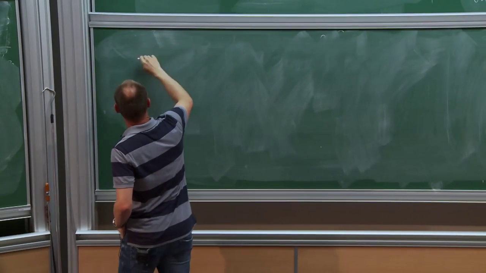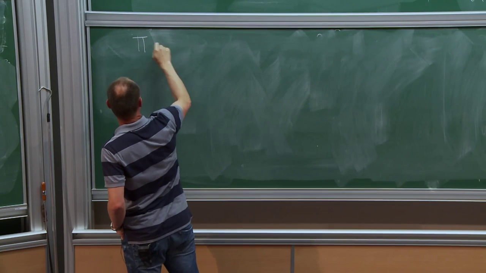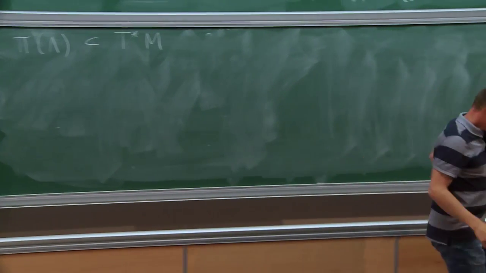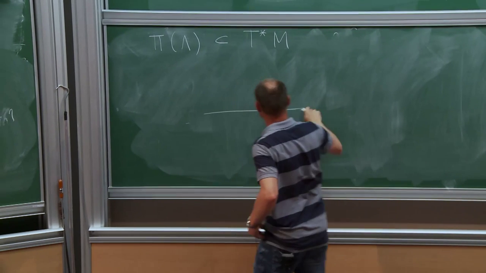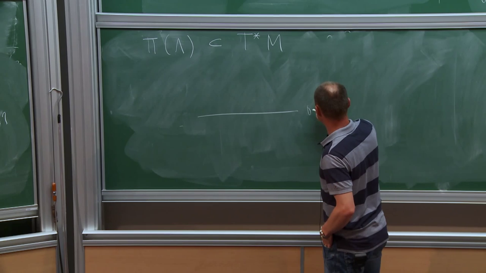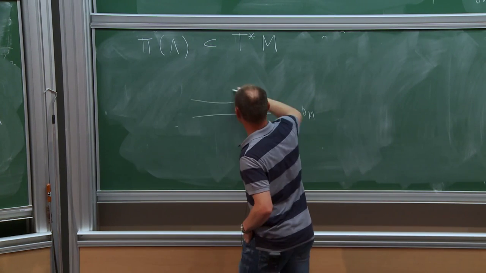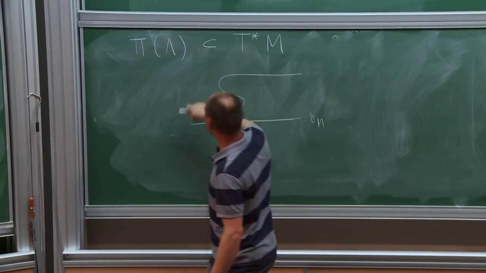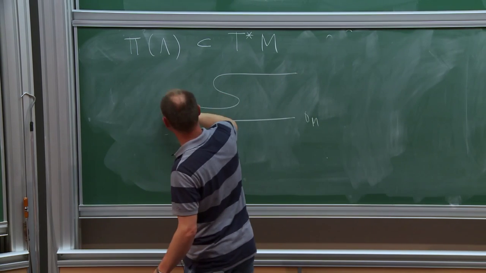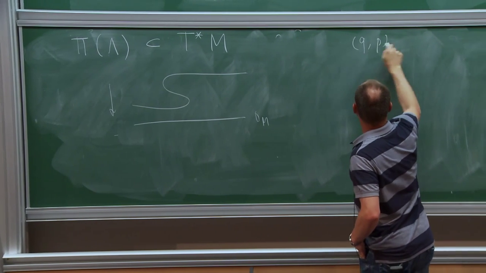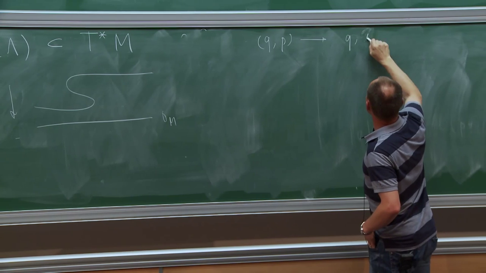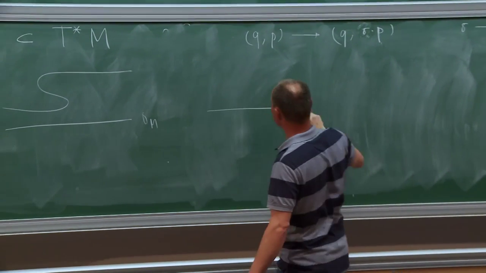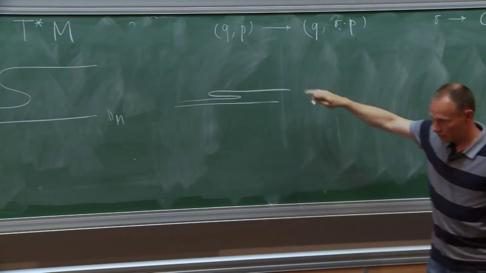So now we have some projection of lambda sitting inside T star M. And the idea is the following: here we have the zero section of M, and then this lambda is somehow an exact Lagrangian submanifold over here. And now what we want to do is scale. So we take some almost complex structure, and then we scale: you take (q, p), and you map it to (q, sigma times p), where sigma is tending to zero. So what happens is, of course, that this thing is getting skinnier and skinnier and gets closer and closer to the zero section.